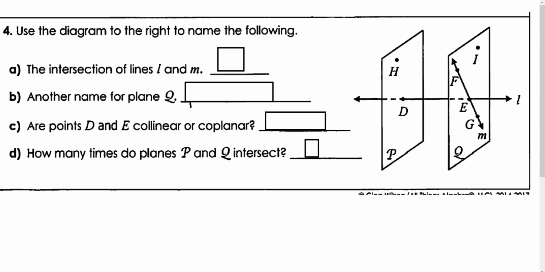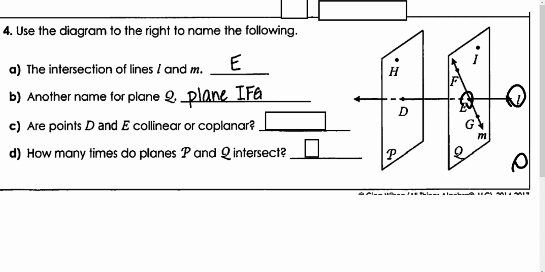Let's use this diagram again. We have 2 planes, we have several lines, the intersection of lines L and M. So here is line L, here is line M. Notice it meets at E. So that would be E. Another name for plane Q, that's a weird looking Q, I know. It could be plane IFG, any 3 letters that are on this plane over here, any 3 letters.